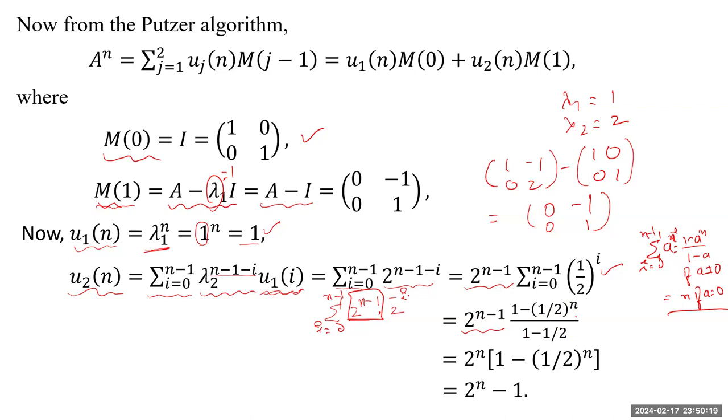Right? So what is the simplification? This is nothing but 2 to the power of n minus 1, and 1 minus 1 by 2 is 1 over 2. This 2 will go up, then 2 to the power of n minus 1 times 2 to the power of 1, so minus 1 plus 1 cancel. You will get 2 to the power of n times 1 minus 1 over 2 to the power of n. Expand this: it is 2 to the power of n minus 2 to the power of n times 1 over 2 to the power of n. That is equal to 2 to the power of n minus 1. That is our u2 of n.